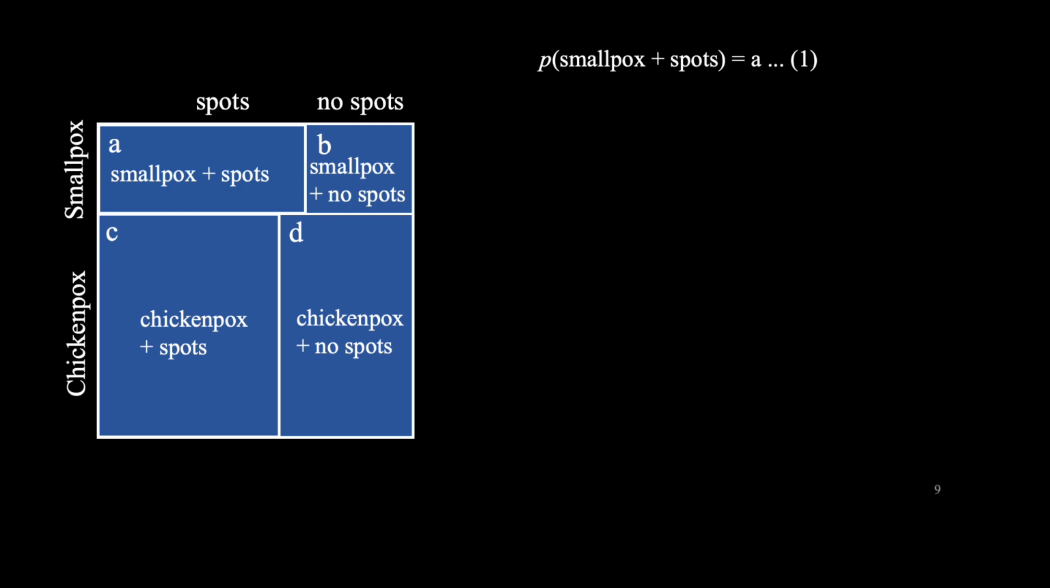As before, the probability that you have smallpox and spots is represented by the area A. The overall probability that you have spots is given by the orange region, which is A plus C, as shown in equation 6. The conditional probability that you have smallpox given that you have spots is the area A expressed as a proportion of A plus C, as shown in equation 7.